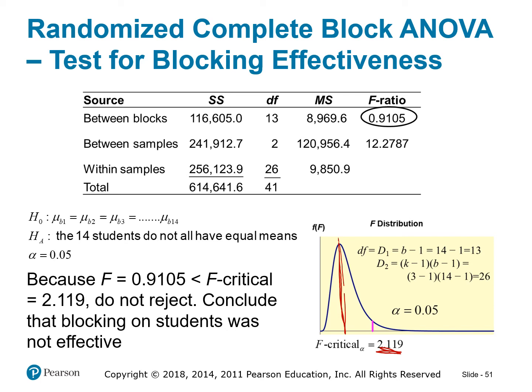That was not good. So since I'm failing to reject... No, wait, I said that wrong, because with this you'd be like, hey, do not reject my null hypothesis. It looks like my students are all the same. My blocks are all similar to each other, and therefore my blocking was not effective because they all looked about the same.